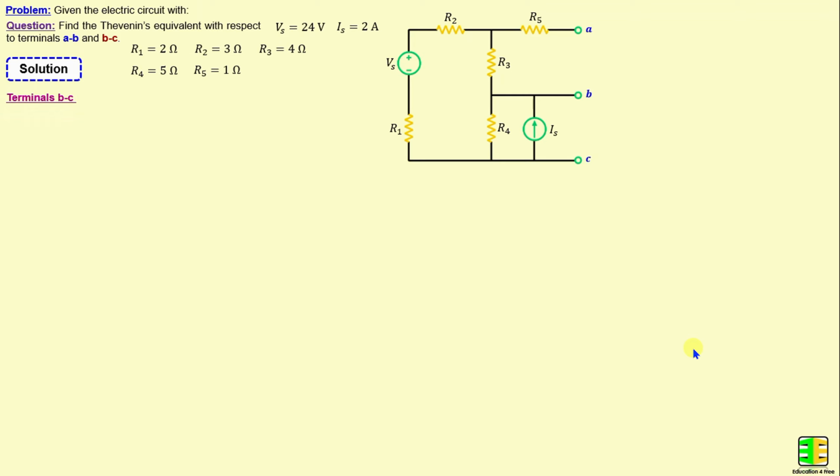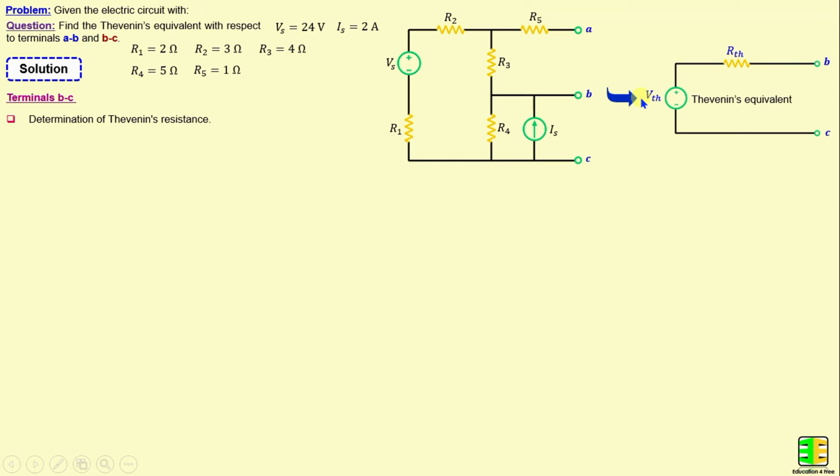By applying the Thevenin's theorem between terminals B and C, we can replace this circuit with a voltage source in series with a resistor, which will be denoted as VTH and RTH. And I will start first with the determination of the Thevenin's resistance. This step can be done by removing all independent sources in the circuit, which means the voltage source will be replaced by a short circuit and the current source will be replaced by an open circuit. The Thevenin's resistance represents the equivalent resistance between terminals B and C.